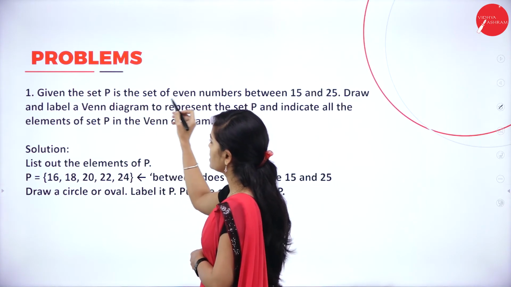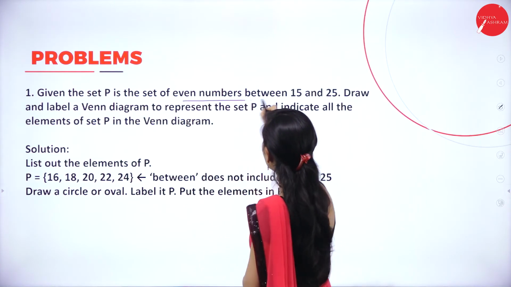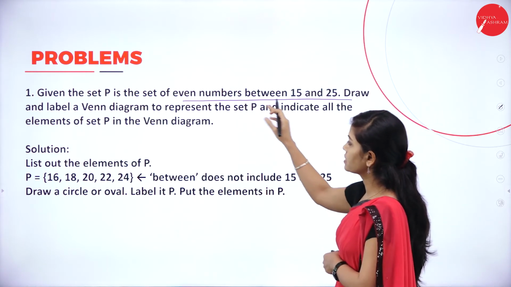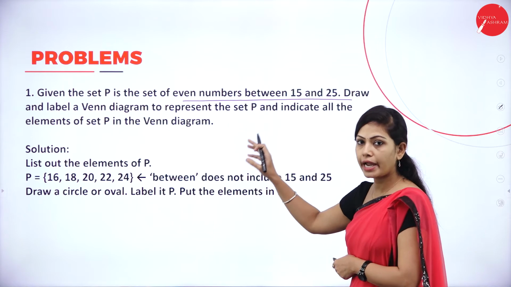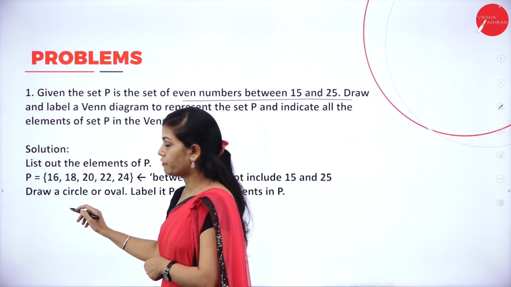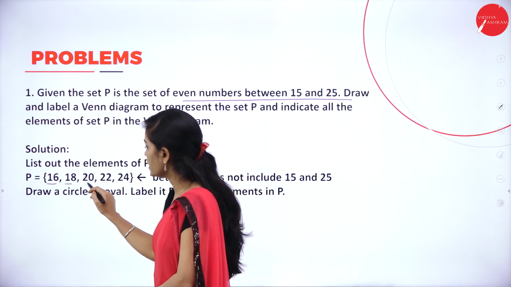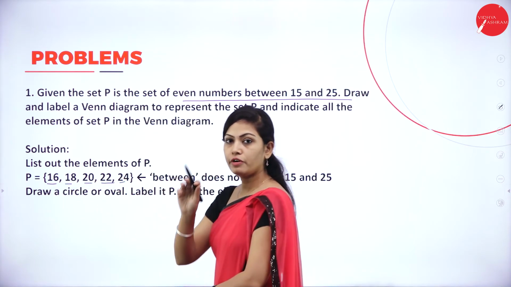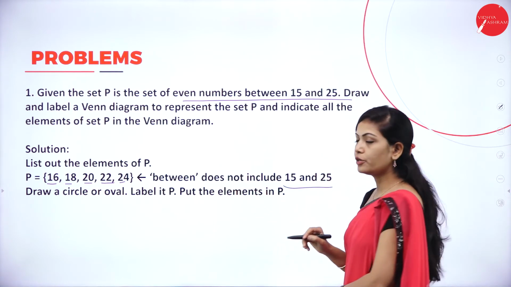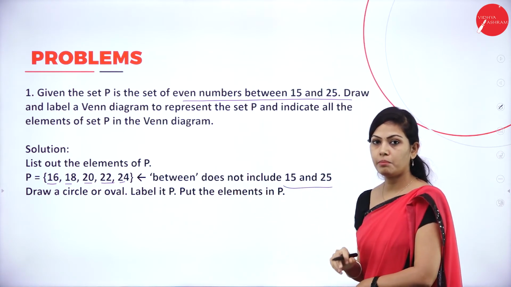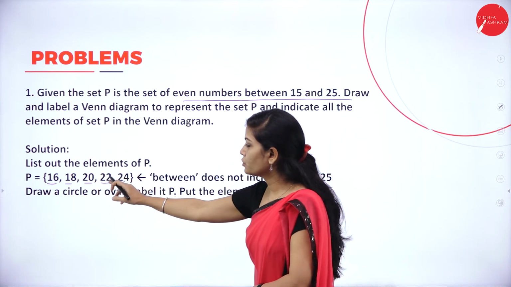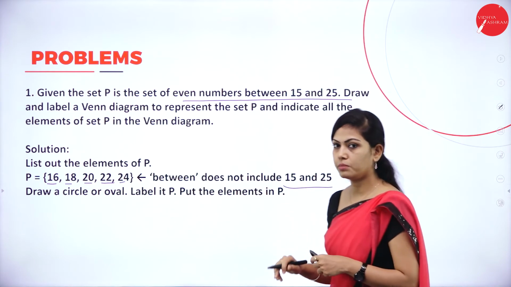Given the set P is a set of even numbers between 15 and 25. First write the set elements. Even numbers between 15 and 25 are 16, 18, 20, 22, 24. Between does not include 15 and 25, right? 15 and 25 are not even numbers. So I will write 16, 18, 20, 22, 24 as my even numbers between 15 and 25.